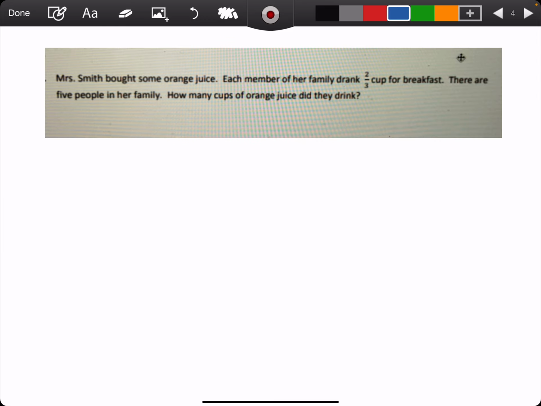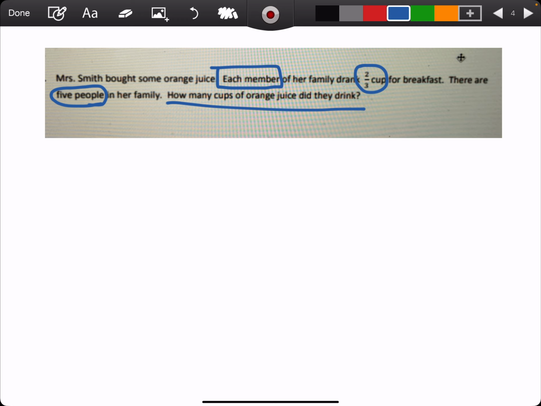Now, you're going to look here. We have a word problem, okay? Mrs. Smith bought some orange juice. Each member of her family drank 2/3 of a cup for breakfast. There are 5 people in her family. How many cups of orange juice did they drink? Well, we know she bought some orange juice. Each member drank 2/3 of a cup, and there are 5 people in her family. How many cups of orange juice did they drink?